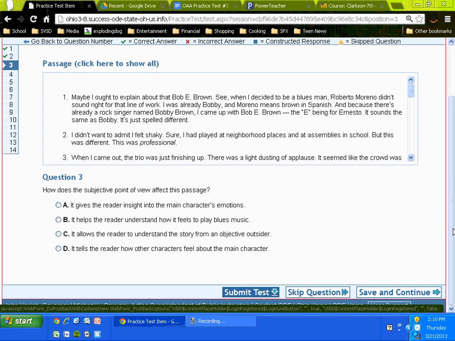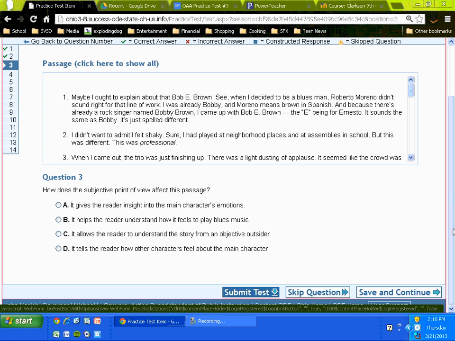Not quite. That's in writing. We might want to include quotations. So save that one, Kim, for when we're writing. Yeah? So good again, and I'll ask the question again. How does the subjective point of view affect this passage? What do you have to do?